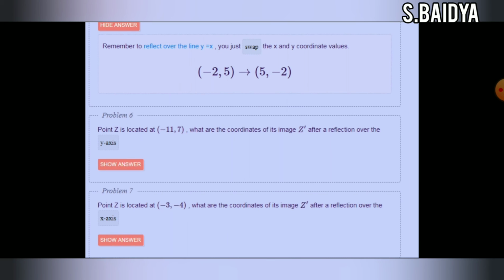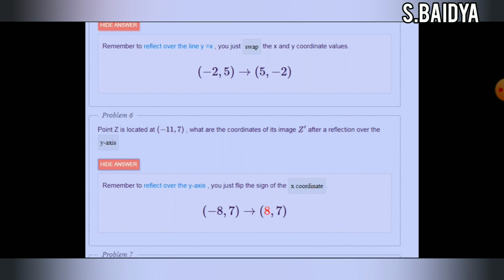Next, we move to the problem 6. The point Z is located at (minus 1, 7). What are the coordinates of its image Z dash after reflection over y-axis? The answer is (1, 7). You just flip the sign of x coordinate. Then you get the answer.